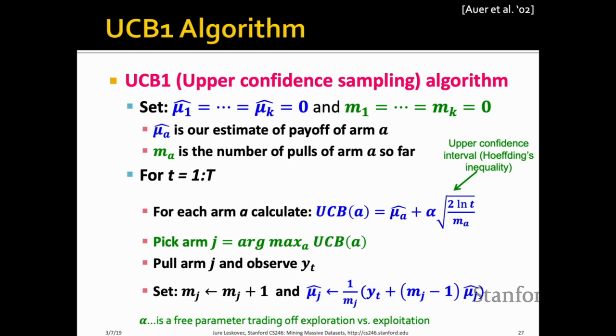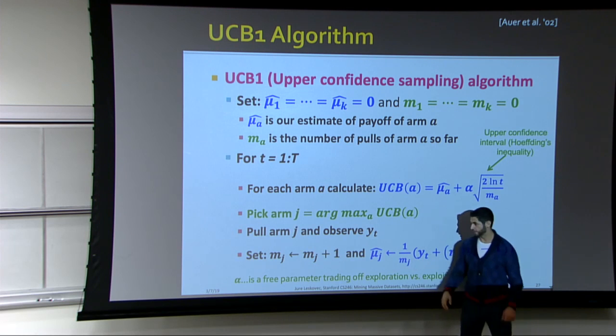We know the estimate, our mu of A. After a few trials, we know more or less the expected success rate of that arm, plus alpha times the upper confidence interval that we computed before, okay? So all the math that we've done before boils down to this term here. Then our UCB strategy is the following. We pick the arm J that is the argmax among all the possible arms, okay? Then we pull our arm J, the one associated with the highest possible return, and we observe our y of t, which is the actual return.